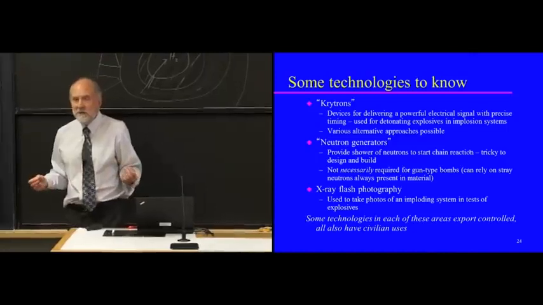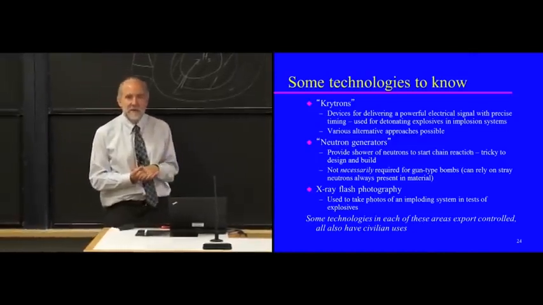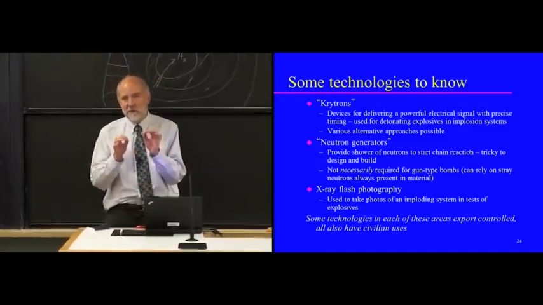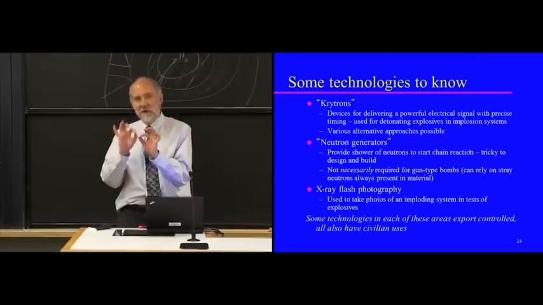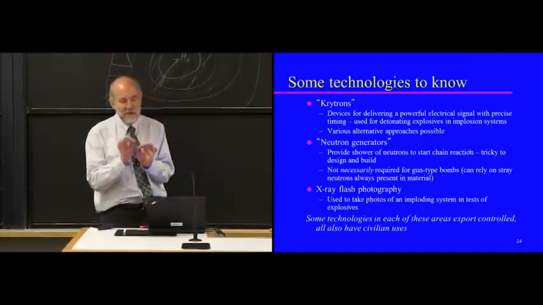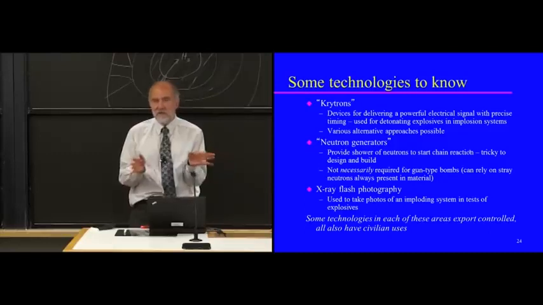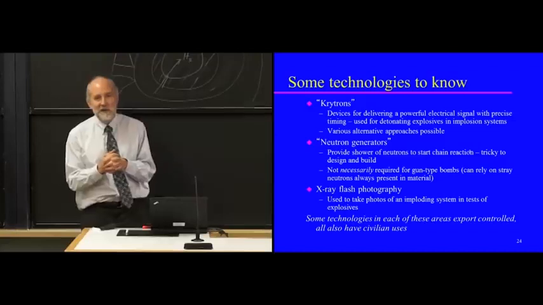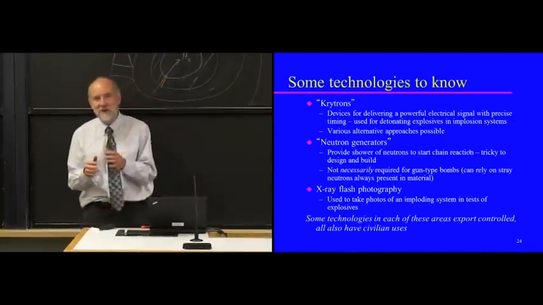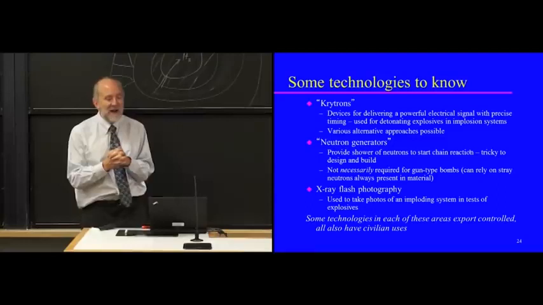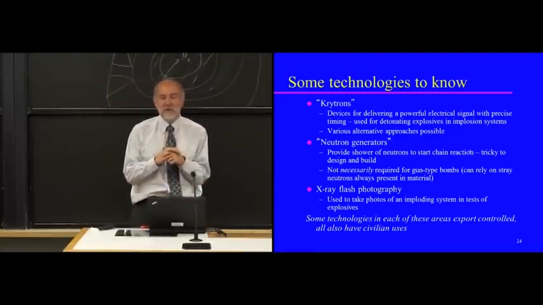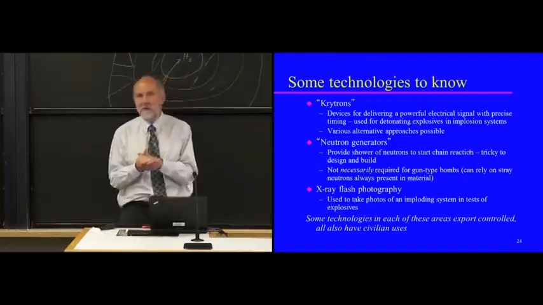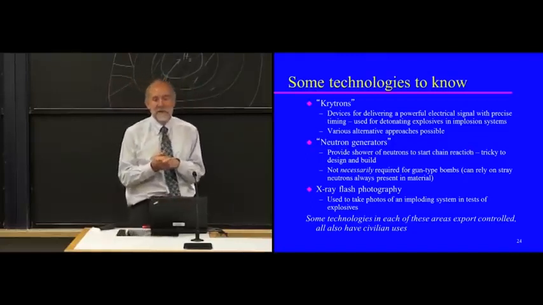So here are a few technologies you might want to remember because they're sometimes in the news. Krytrons. These are devices for delivering a very powerful electrical signal, a big spark, with very precise timing. And they do have civilian applications. They're used, for example, in lithotripsy for smashing kidney stones, a subject dear to my heart since I've had kidney stones multiple times. But they're used for detonating explosives in implosion systems. There are various alternative approaches that can also be used for detonating the explosives.